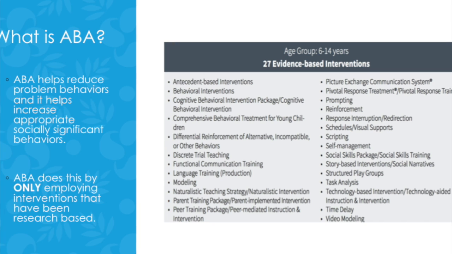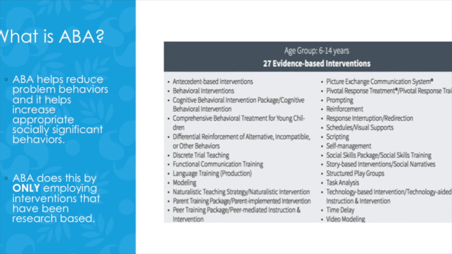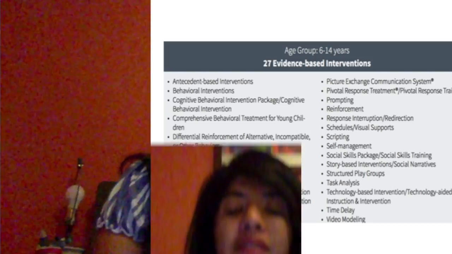And we only do this by employing interventions that are research-based. So if you look at this little graph right here, this graph only shows 27 evidence-based interventions, but I know there are more, right? I don't know how many of you have heard that ABA is only about sitting at a table and a chair. Well, that's not true, okay?